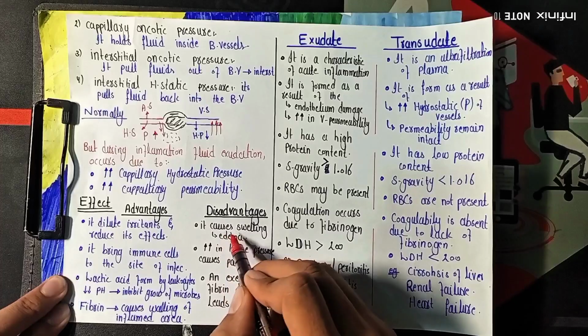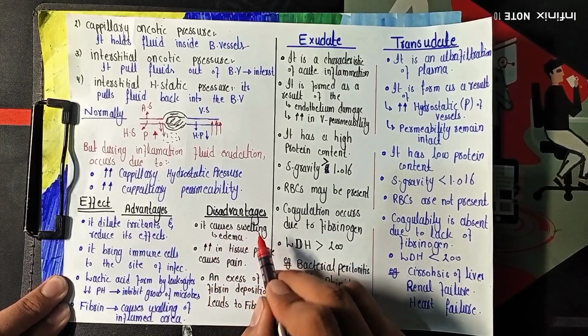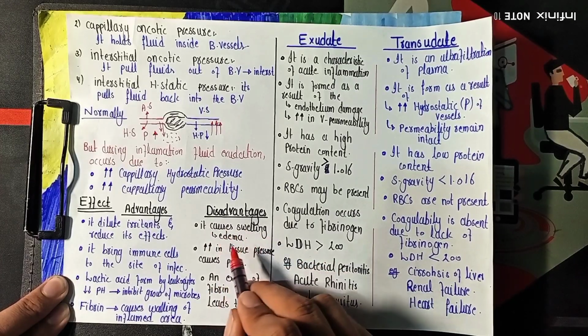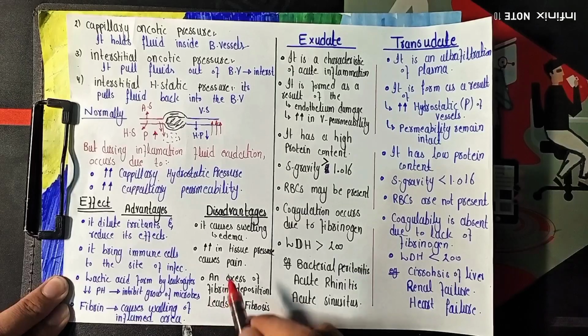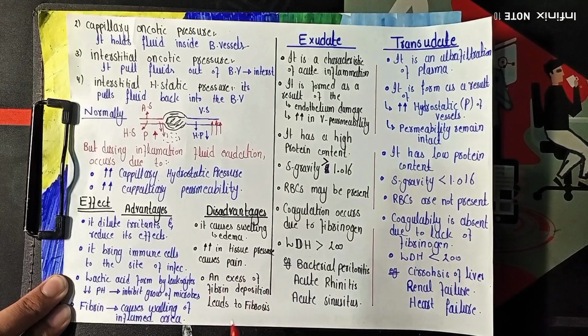The disadvantages include that the exudate causes swelling of the site of inflammation, leading to edema, and it also causes an increase in the tissue pressure, which causes pain. Similarly, exudate also causes excess fibrin deposition, which may lead to fibrosis of the area.